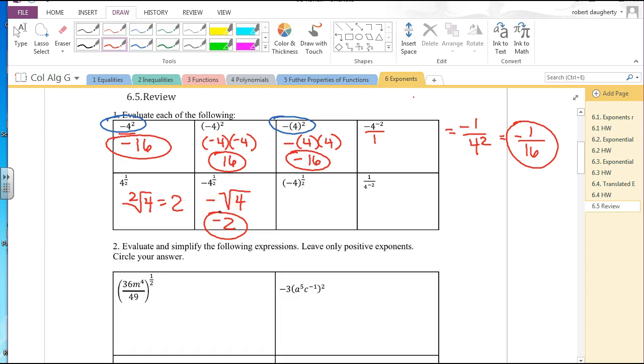If I look at the next one, this is the square root of negative 4. So there are no real solutions for this. So this is not real. If I look at 1 over 4 to the negative 2, so 1 over 4 to the negative 2 is the same as 4 squared over 1, which is 16, okay? So this is just walking through properties of exponents, how to apply them, positive exponents, negative exponents.